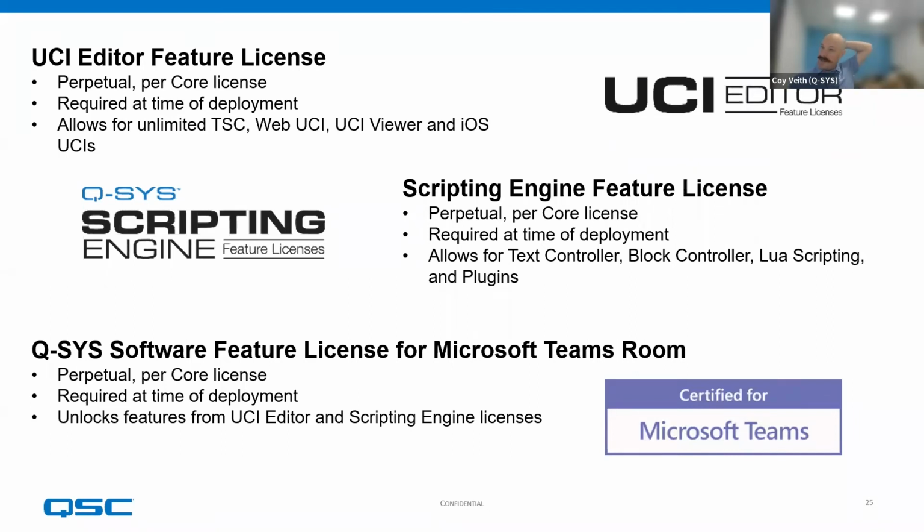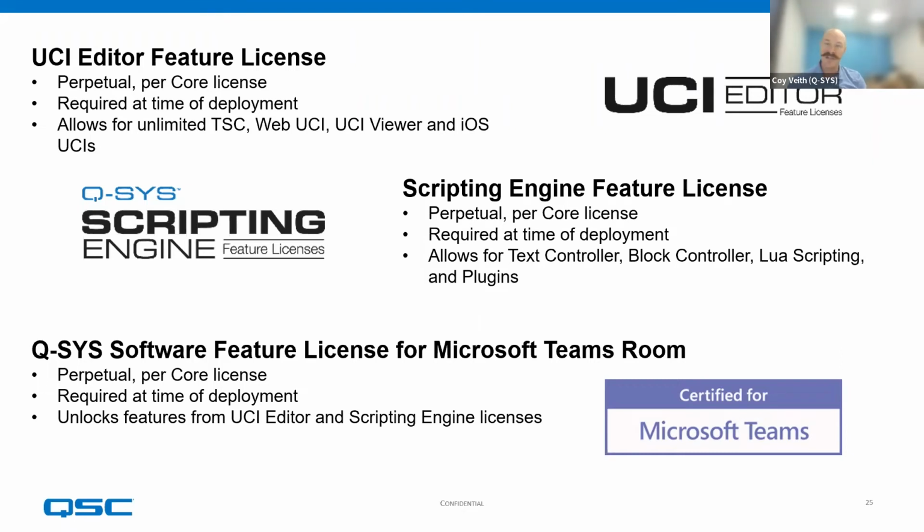So we touched on some of the licensing earlier. I'll briefly touch on these here for the control side. We've got our UCI license, which you would need if you had to deploy a touch panel or any kind of user interface, whether you're running it on a computer, on an iPad, or on one of our touch panels. In order to write a UCI file and load it to a core, you need that license.